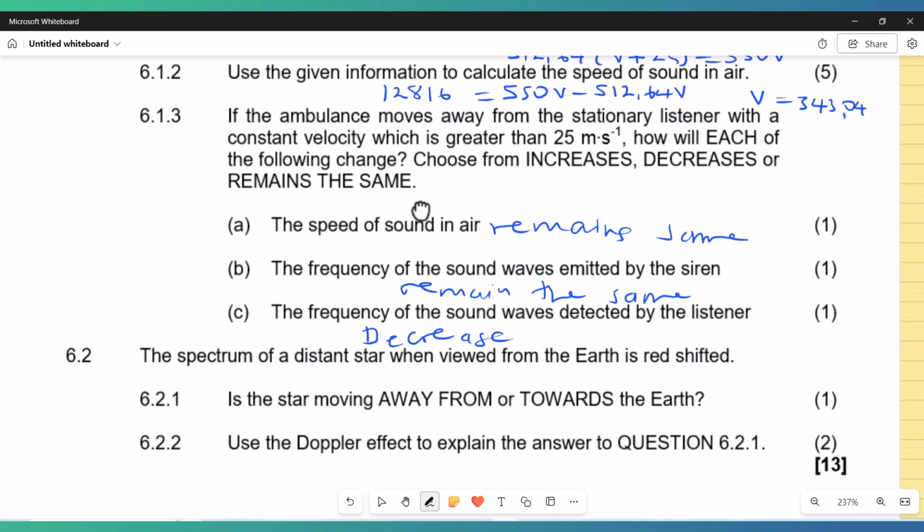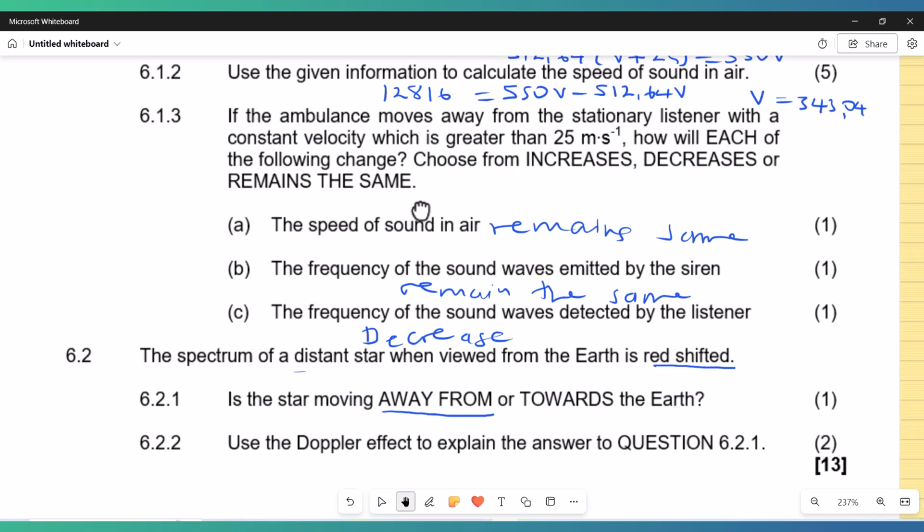They say here 6.2. The spectrum of a distant star when viewed from Earth is red-shifted. Is the star moving away from or towards the Earth? In this case, when the view is red-shifted, we know it is moving away from the Earth. They say now use the Doppler effect to explain the answer to question 6.2.1.